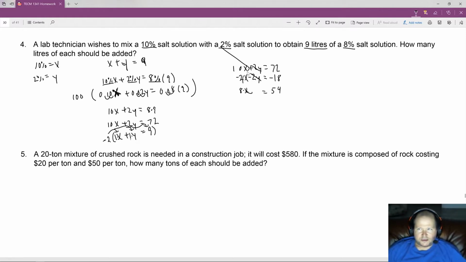Now we want to undo the multiplication of x by 8 by dividing by 8. What we do to one side, we do to the other. That leaves me x is equal to 6.75. Now, we can go back to one of our original equations, except plug in 6.75 for x and then solve for y. So x plus y is equal to 9 is now 6.75 plus y is equal to 9. So 6.75 minus 6.75, cancel, cancel. We end up with y is equal to 2.25.